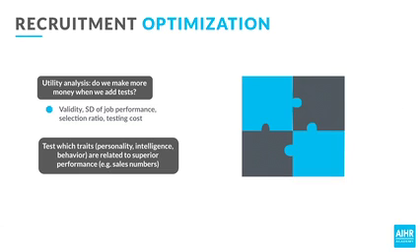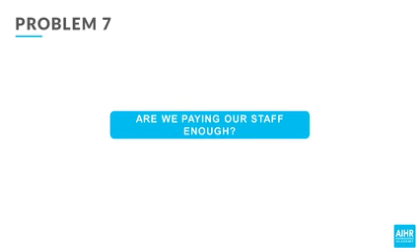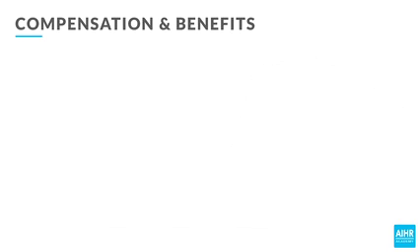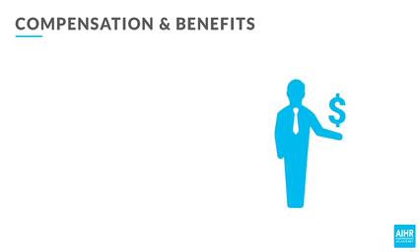It's related to the business outcome profit, and it's related to the business outcome cost. The next problem is, are we paying our staff enough? It's about compensation and benefits. Compensation and benefit analysis is very interesting because usually there's already a lot of data out there. Based on your internal data, you can quantify which people you're overpaying and which people you're underpaying, and you can see how that relates to their job performance.